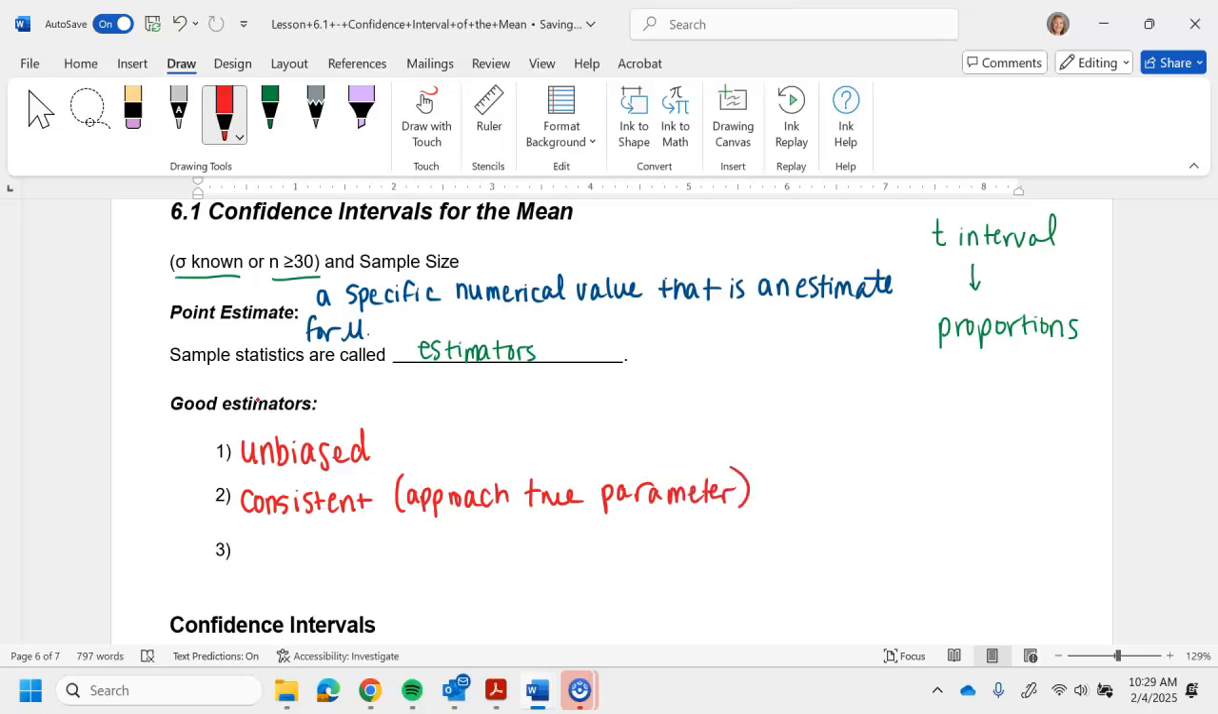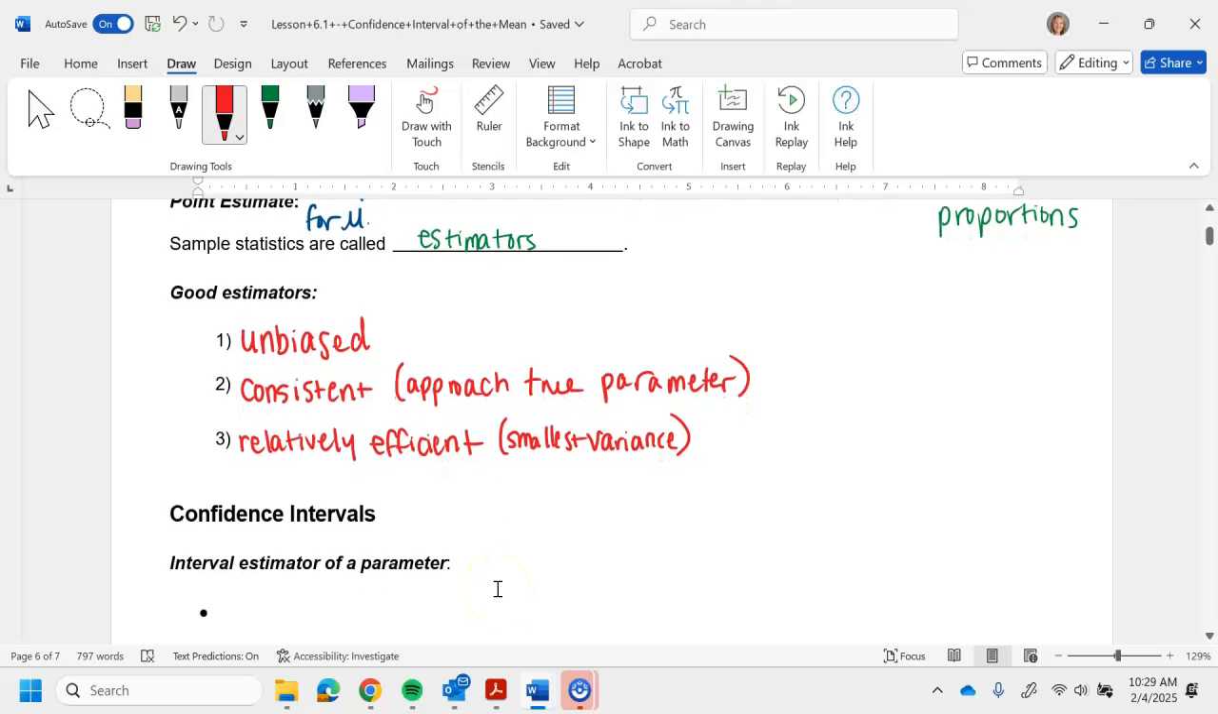So remember, a parameter is a number that describes your population. So hopefully it's approaching that value. And you want it to be relatively efficient. And really, you're looking at the smallest variance. So you don't want your data to be super spread out. You really want it to be relatively close together and hopefully surrounding that mean.